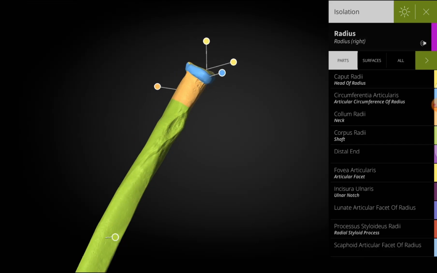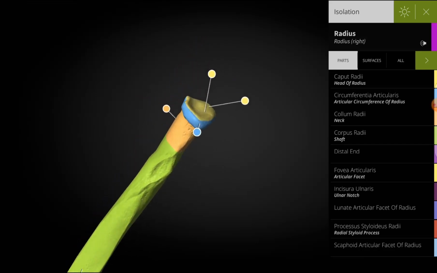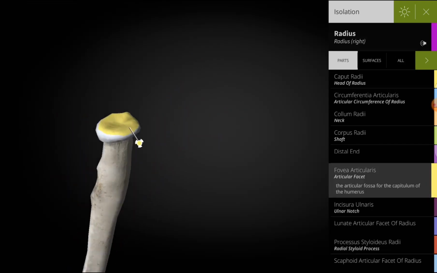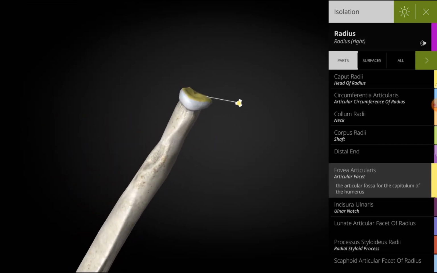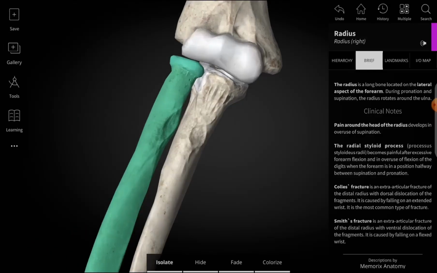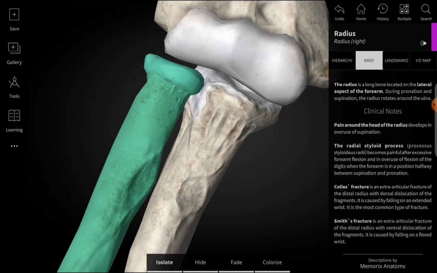So, the caput, the head of the radius, and on its head there is an articular surface, which is called the fovea articularis, or more precisely, the fovea capitis radii. If we look at the fovea capitis radii, we can see that it serves for articulation with the capitulum of the humerus, and thus it also contributes to the formation of the elbow joint.